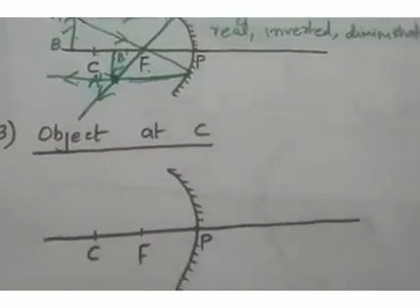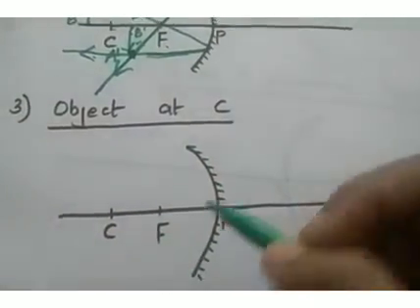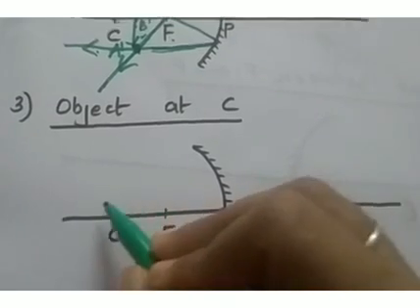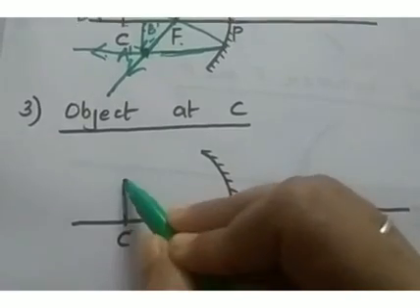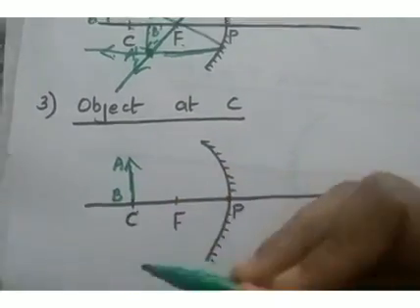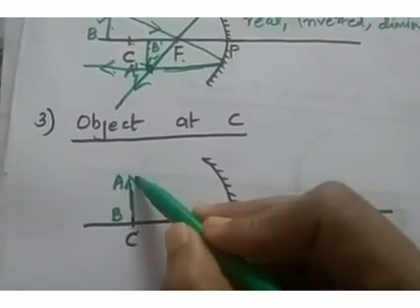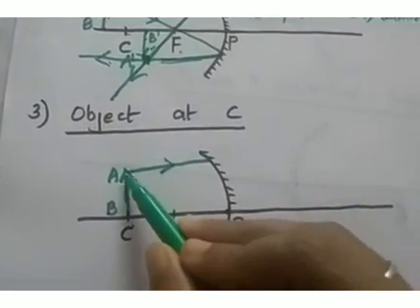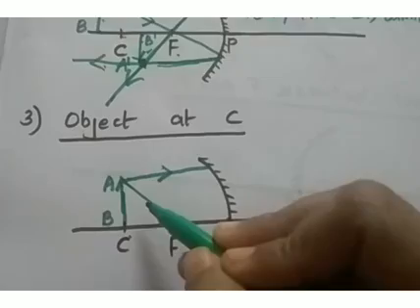Now, next position of the object. So next position is object at center of curvature. Object at center of curvature means here, this is center of curvature. So the object is situated here at the center of curvature. AB is our object. Again we can select 2 rays. One ray is the parallel ray, and another ray we can select the same one, ray passing through the focus.